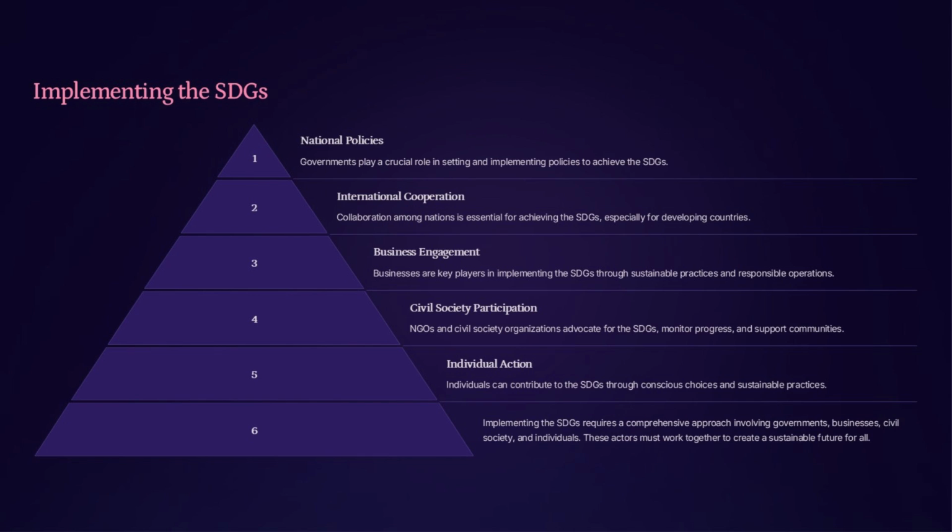Governments play a crucial role in setting and implementing policies to achieve the SDGs. This includes developing national strategies, allocating resources, and creating enabling environments. International cooperation is essential, especially for developing countries, to share knowledge, mobilize resources, and coordinate efforts across borders. Businesses are key players in implementing the SDGs through sustainable practices, responsible operations, and innovative solutions. Civil society organizations advocate for the SDGs, monitor progress, and support communities in achieving the goals.